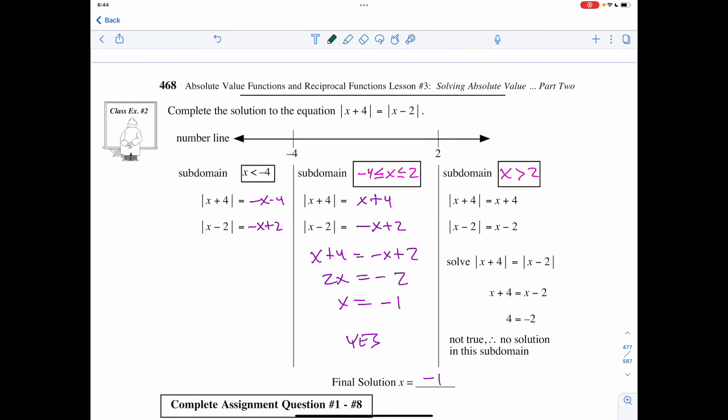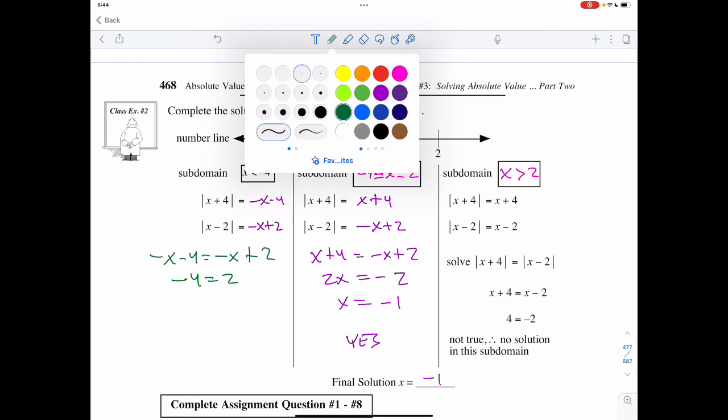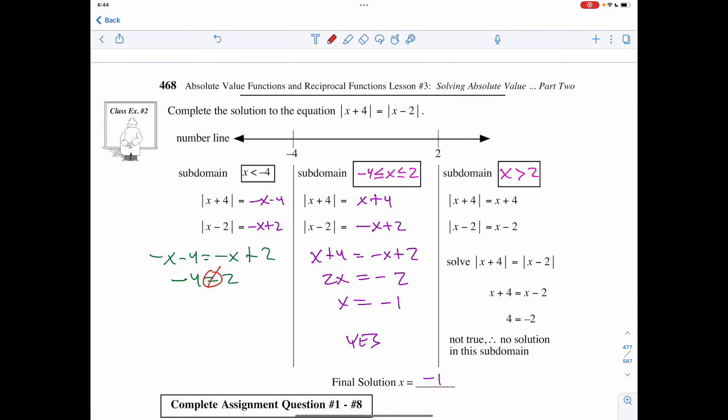When I go through the bottom domain, negative x minus 4 is equal to negative x plus 2. When I add an x to both sides, then negative 4 is equal to 2. But we know that that's not possible. The x's cancel each other out, which means that no solution in this region. And the only possible answer is that x is equal to negative 1. All right, go try some practice.